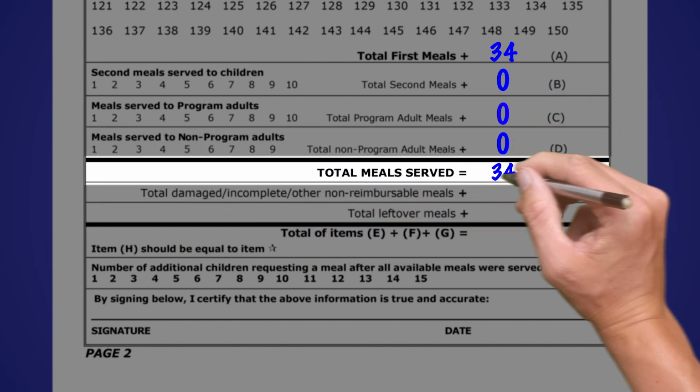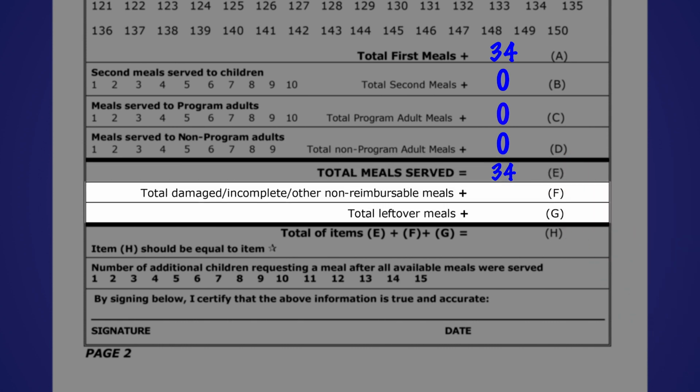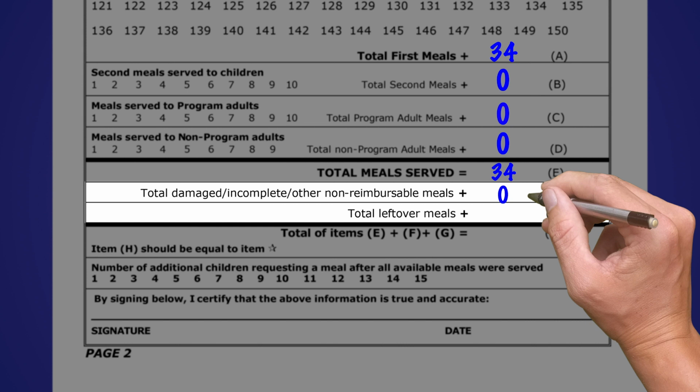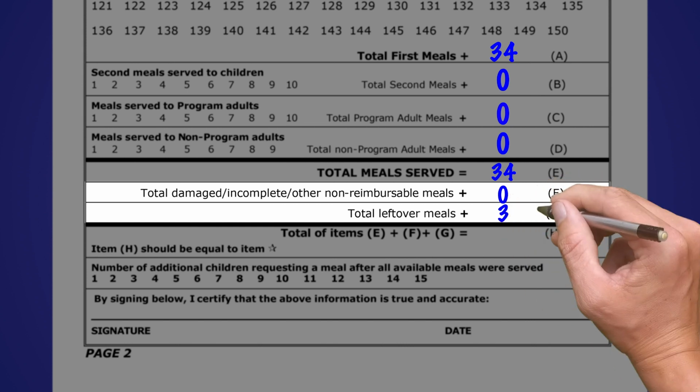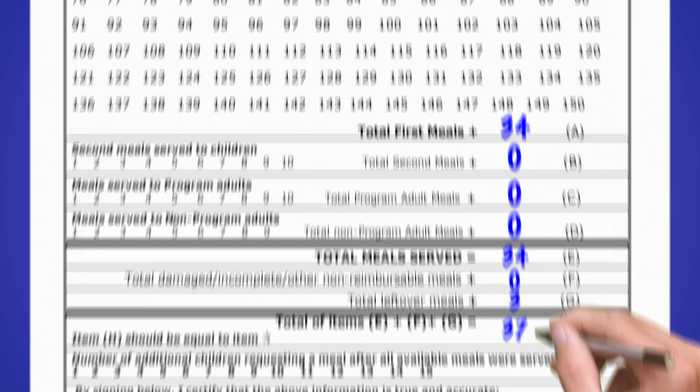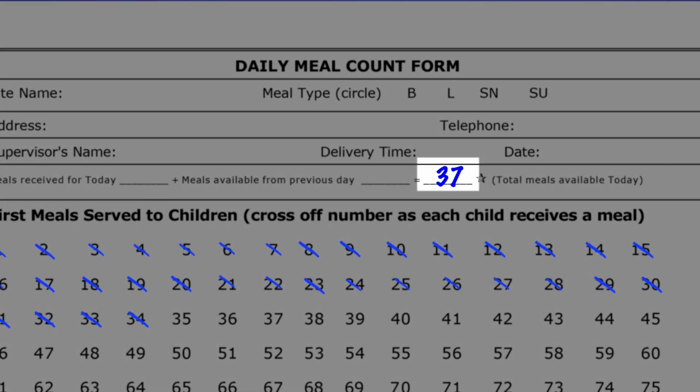After you've calculated the total meals served, you'll need to report on any damaged or unusable meals. You'll also need to record the number of meals you have left over. Once you add damaged and leftover meals, you should end up with the same number you calculated at the top of the page, or the total meals available for today.